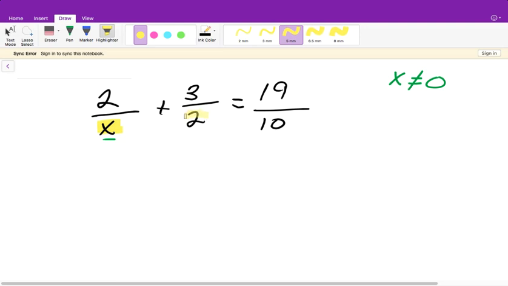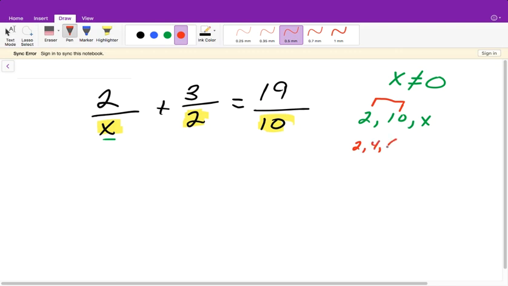What you do is you look at all of your denominators that you have. So we have 2, we have 10, and we have x. And we look for a least common multiple or a least common denominator between the three. So if we look at 2 and 10, the least common multiple between 2 and 10, we have 2, 4, 6, 8, and 10. And that means that 10 is the least common multiple between these two numbers. So we know 10 is our least common multiple, and we need to include our variable x.